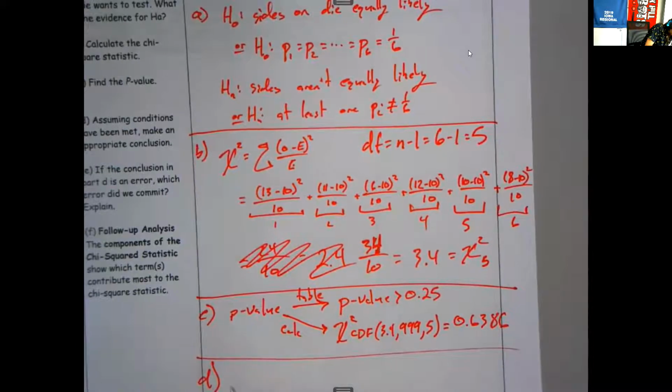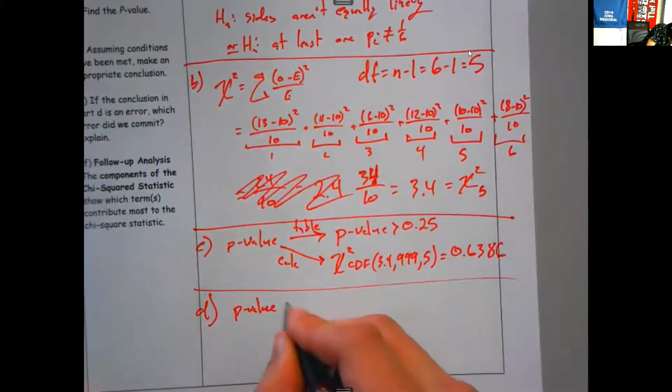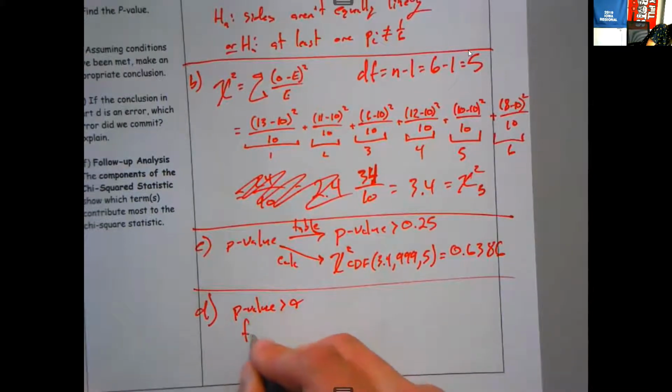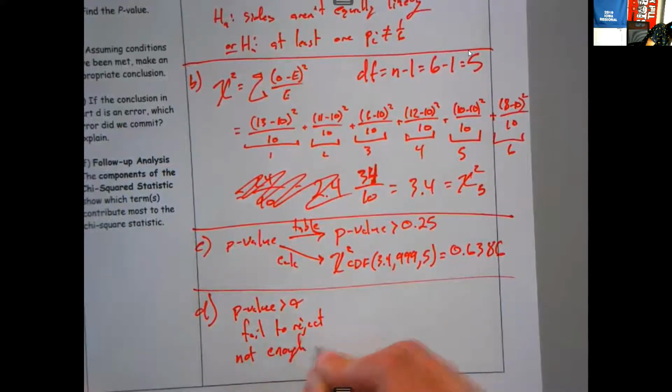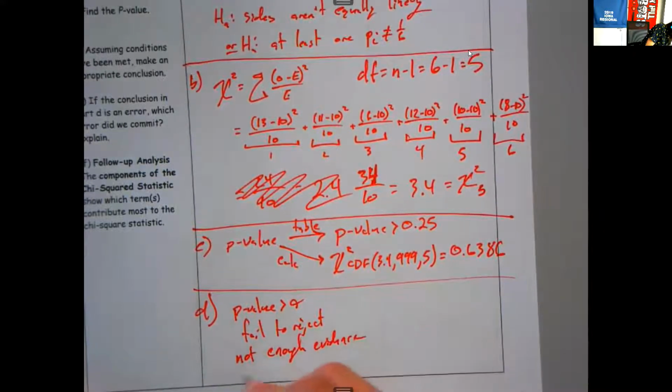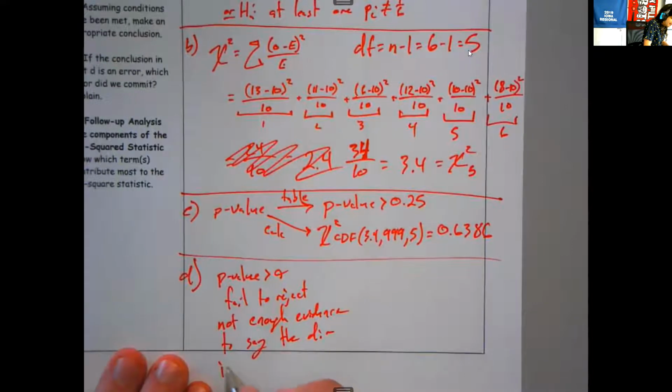Part D, since our p-value is greater than any alpha, we fail to reject. Not enough evidence to say the die isn't equally likely.